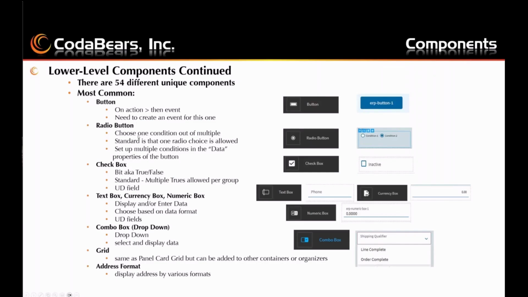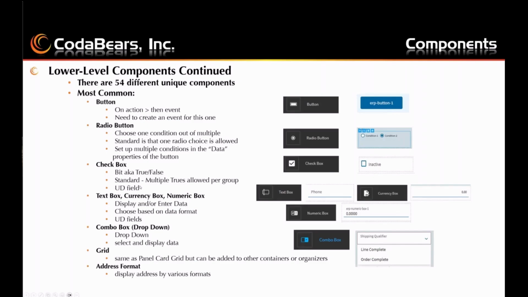A radio button, that's when you can choose one condition out of multiple. As you click it, it will uncheck whatever was there before and check the new item. So it's going to look like this in the component search. It's going to look like this on your form. Checkbox, that's obviously your bit, so that's your true or false. You can have a group of checkboxes with multiple trues allowed versus the radio button, which is just a single condition or a single choice for multiple conditions.